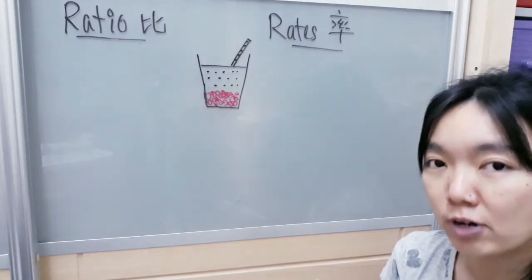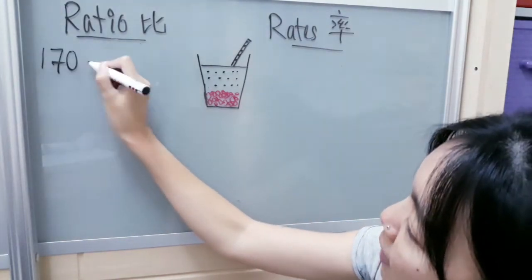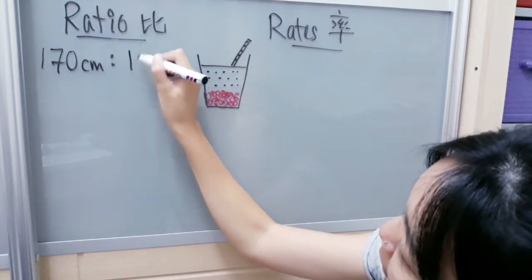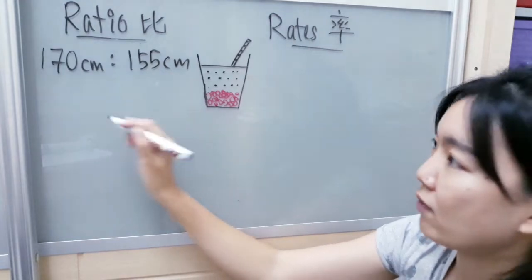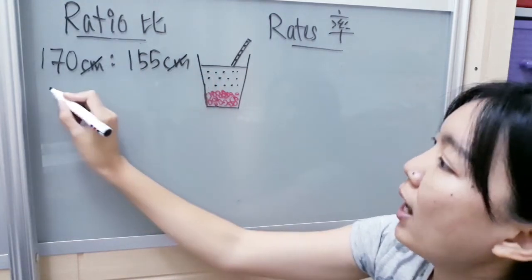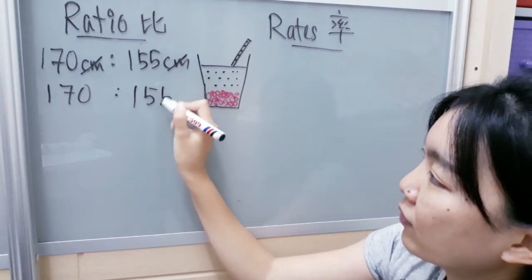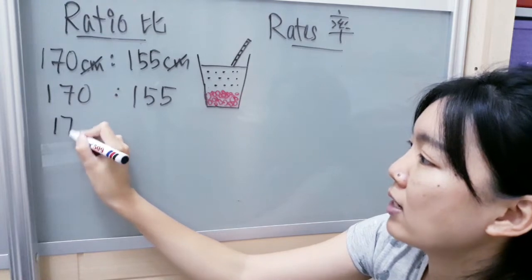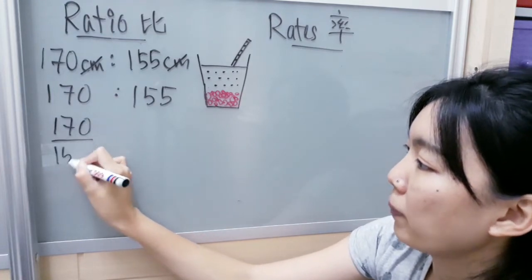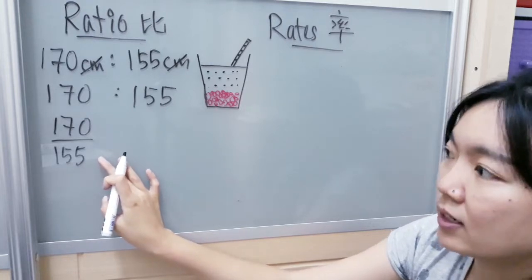For example, the ratio of my height and your height: 170 cm to 155 cm. Same unit, therefore we can slash this off and it becomes 170 to 155. We can write in this form, also we can write in the fraction form. Ratio of my height to your height.